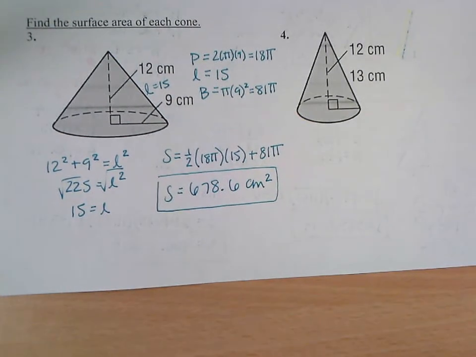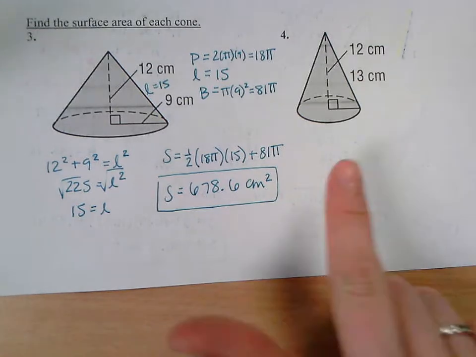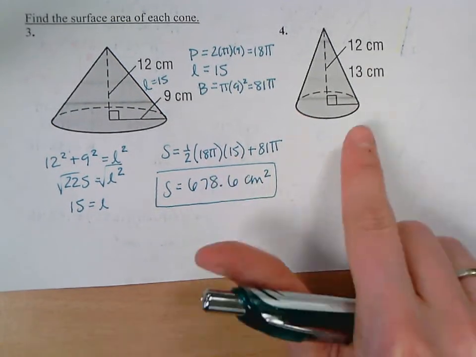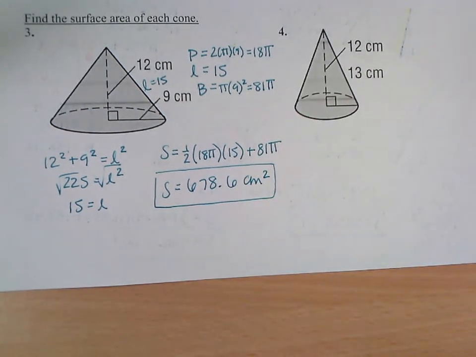Okay, any questions on that one? Okay, we have about 4 minutes. I'm going to pass out your assignment, but you have enough time, I think, to actually answer number 4. So practice one of these on your own. See if you can find the surface area for example number 4 while I'm passing out your assignments. I will show the answers so you can check it.